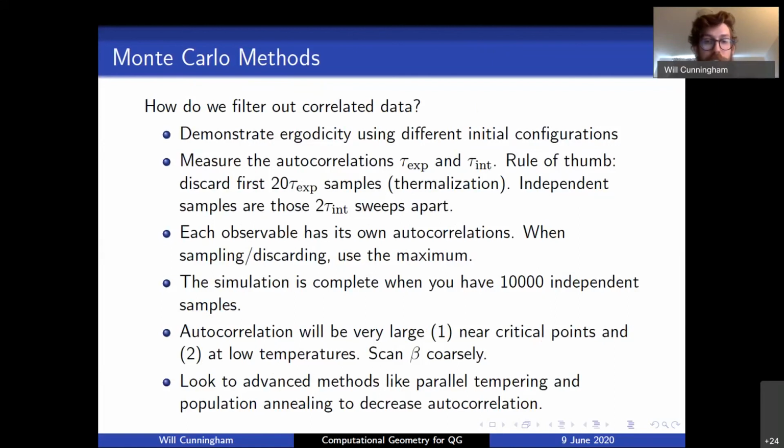This autocorrelation is going to be very large near critical points and at low temperatures, and this is the critical slowing down problem. So it's very difficult to get good samples in these regions, and this is something that is well studied in many areas of physics. I would recommend, if this is something you're interested in, you should look at advanced methods like parallel tempering and population annealing in order to decrease the autocorrelation. These are methods which have become popular in spin glasses and condensed matter physics, but they're increasingly relevant really in graph theory as well.